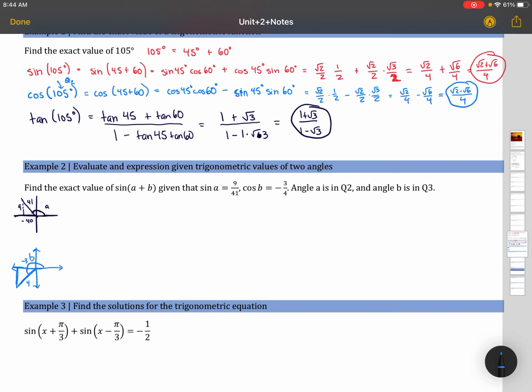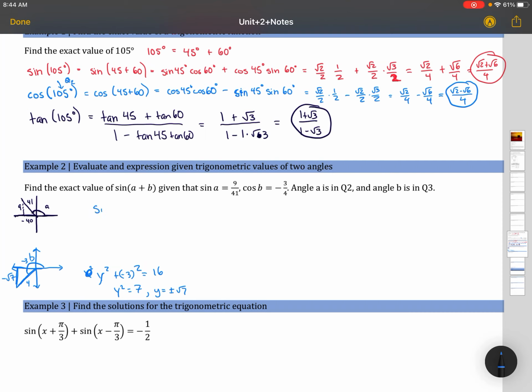So to find the vertical side, we would have, we'll say y squared. Y squared plus negative 3 squared equals 4 squared, which is 16. So y squared is going to equal 7, and y equals plus and minus the square root of 7. Now, since that value is in quadrant 3, that's going to be negative square root 7. Cool. All right, so all of that is just so we can eventually get to the sine A plus B part. We're going to need the cosine and sines for those opposite angles.